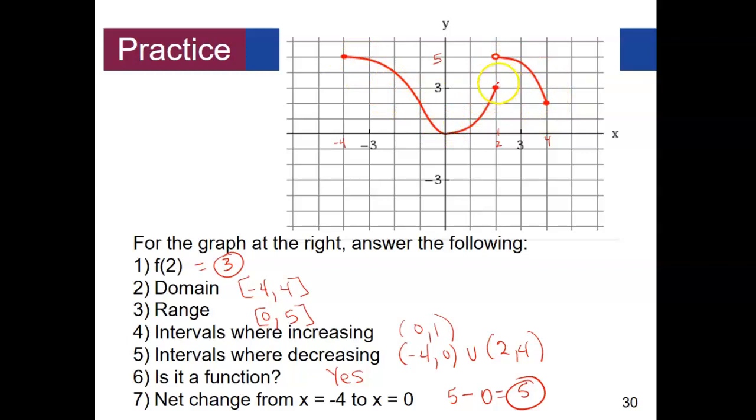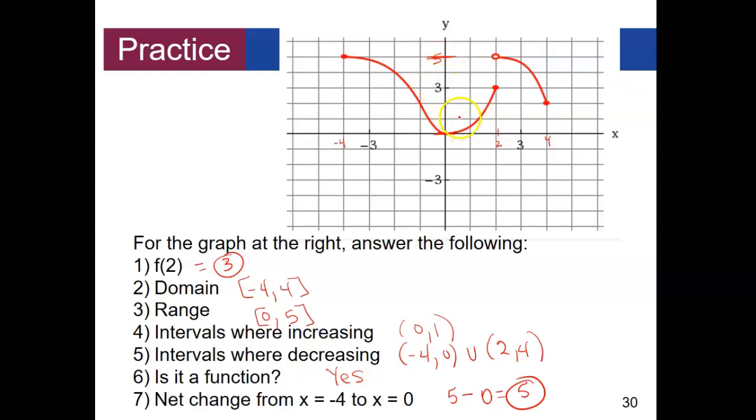So if this happened to have been an open circle, then I would have had to exclude 2 as part of the domain. But since it's included here, every value between -4 and +4 is included in the graph. The range will look from bottom to top. So it starts here at 0. Remember, we give the y's for our range, and it ends up here at 5. So between 0 and 5.